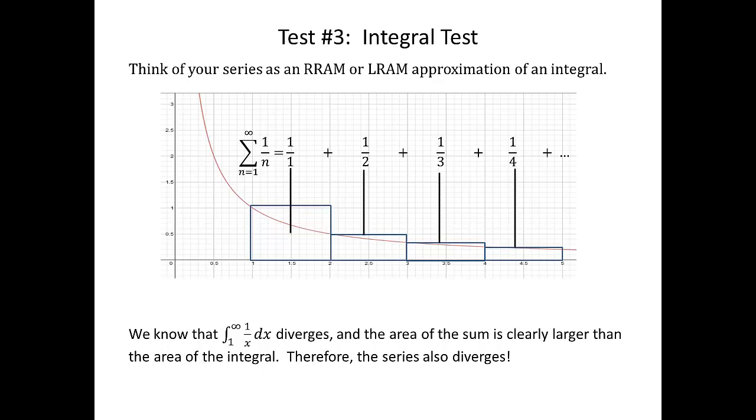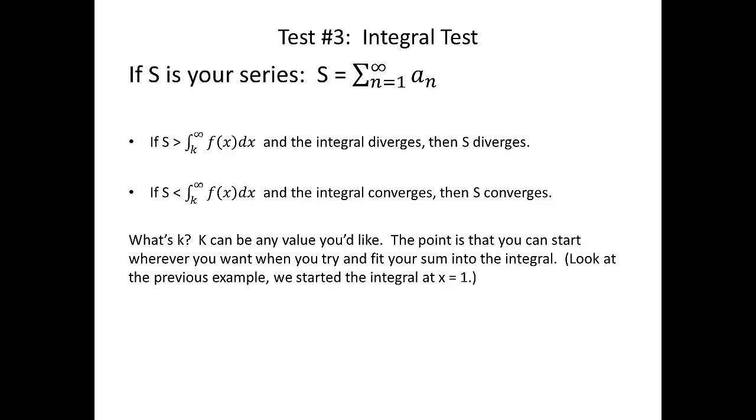So that's the idea. You can go both directions here. So let's say that S is our sum. If S is larger than some integral that diverges, then S has to diverge. But if S is smaller than some other integral which converges, then you know that your sum also has to converge. Okay, what's that K about down there at the lower bound of integration?